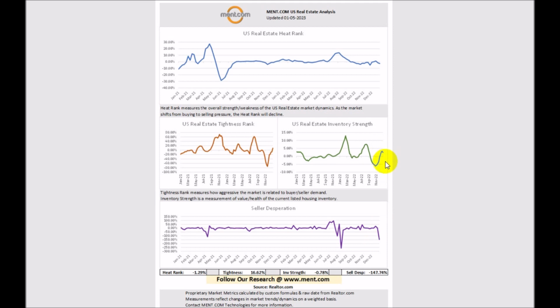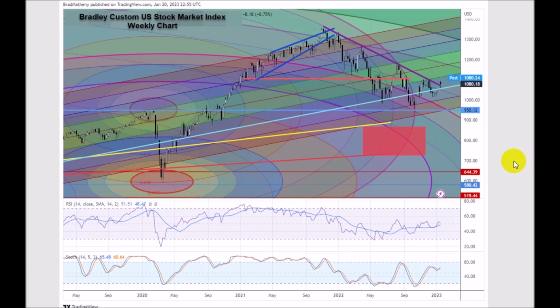I think inventory strength is going to weaken a little bit. I think tightness is going to weaken a little bit, and I think the heat rank is going to weaken a bit further as well. Okay, well that's, I believe, oh, we got more.